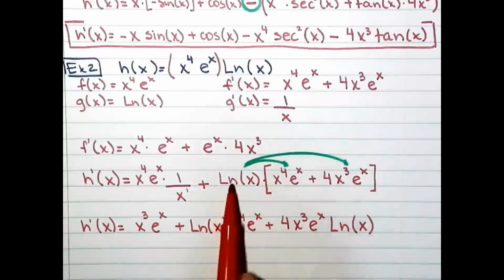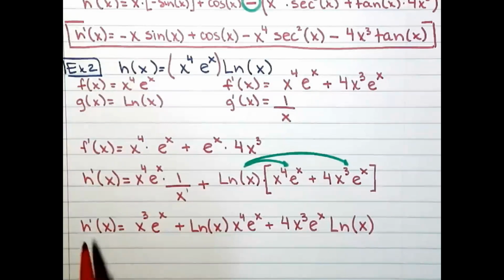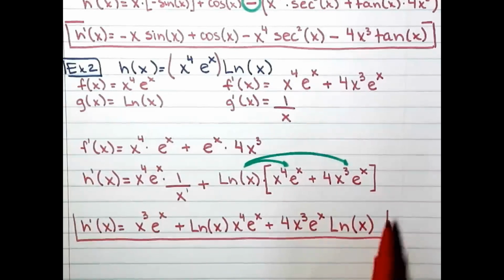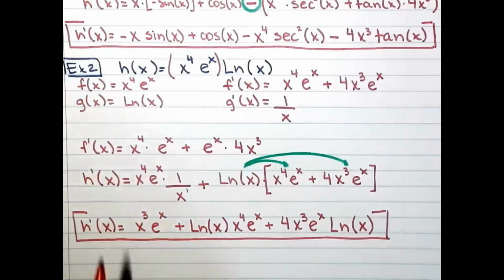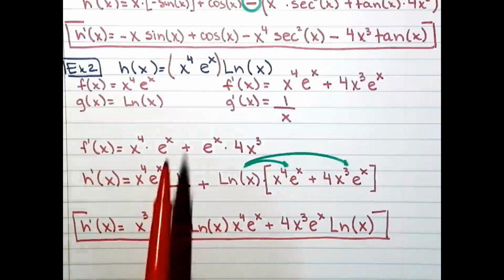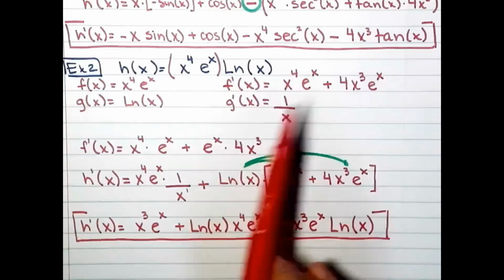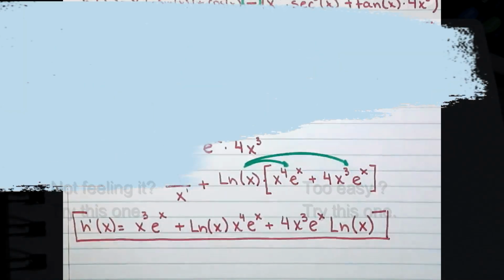It would be okay if you left your answer like this without distributing. Either way. But now you know how to apply the product rule when you have 3 functions. You get 2 of them together, you find a derivative, and then you bring it all back together. Not a big deal.